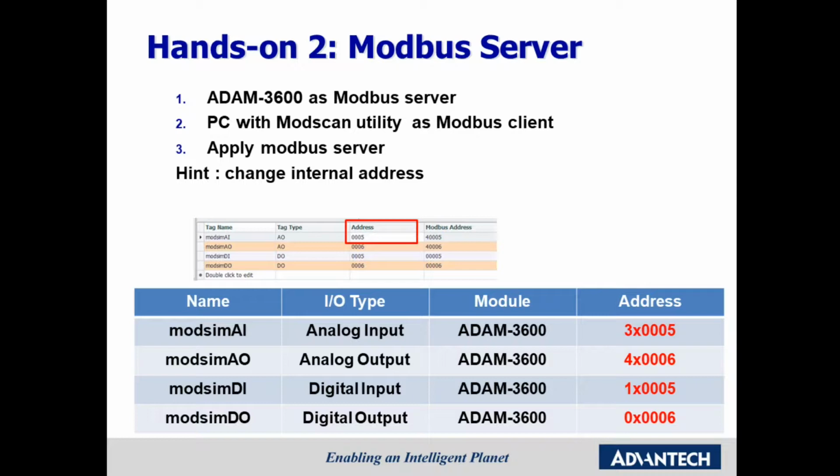And there are some requirements in this hands-on. Use ADEN3600 as a Modbus server. So you need to set up the address like this. And PC who play as a ModScan is a Modbus client. You need to apply for the change of setting up the Modbus server. If you follow our address rule, you will need to change the internal address in EdgeLink.